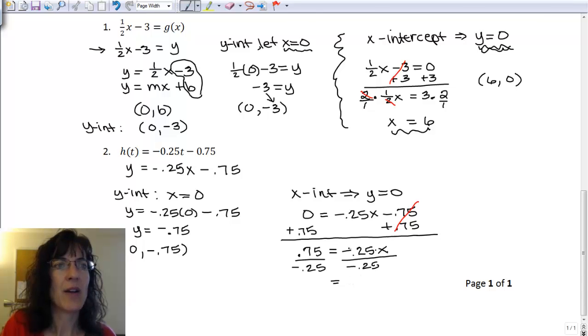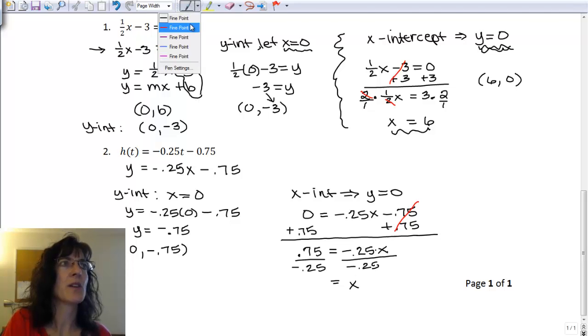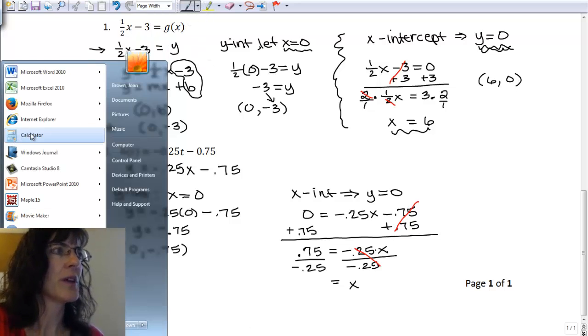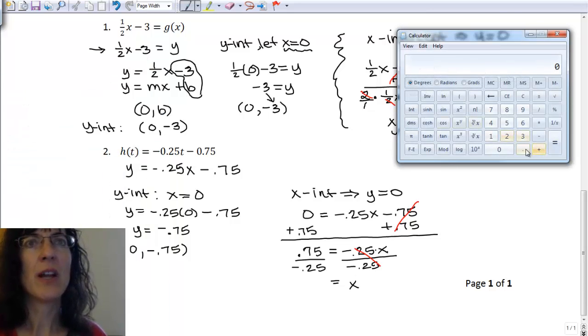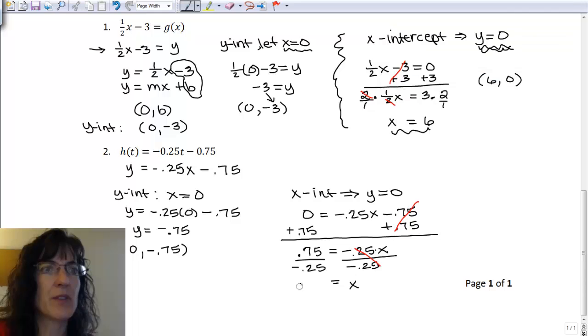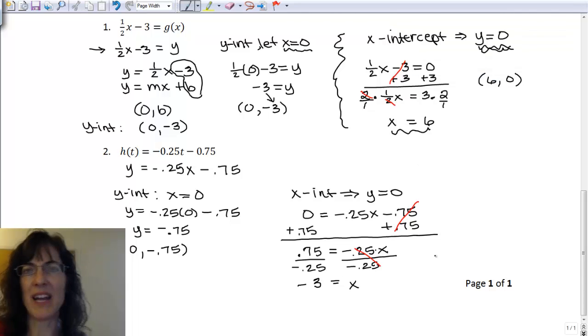And then I have on the right, it's going to reduce here to 1, so it's going to be 1x or just x. And on the left, let me pull up my calculator real quick and we'll see how that looks on there. It's going to be 0.75 divided by negative 0.25 equals negative 3. So I'll put negative 3 for my x.